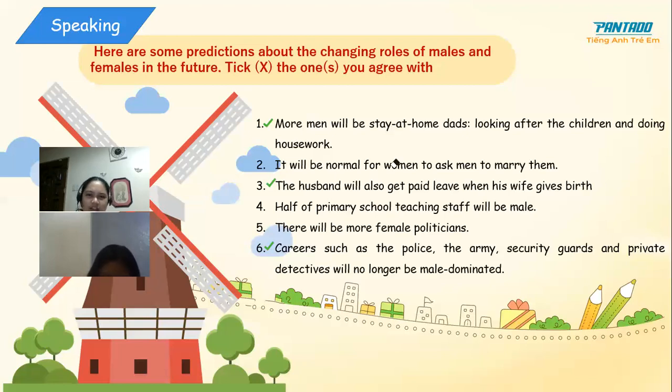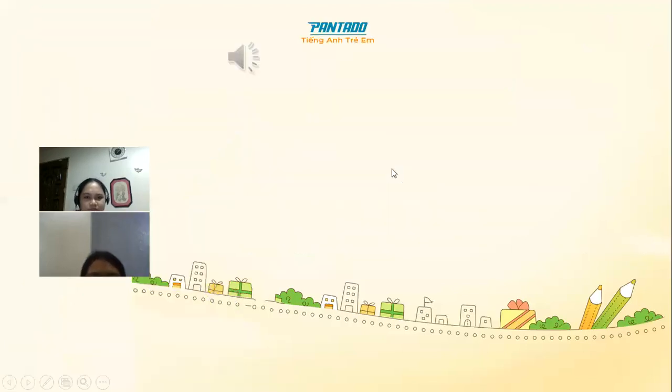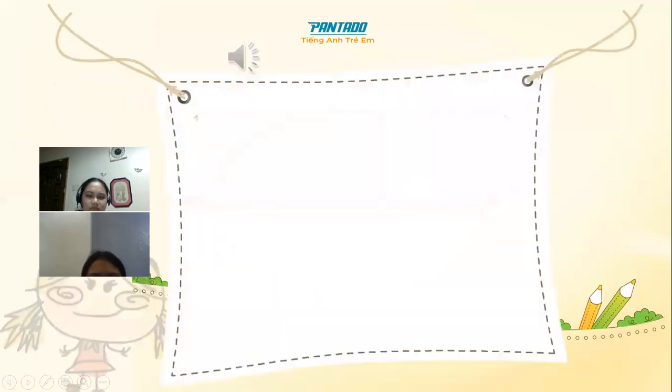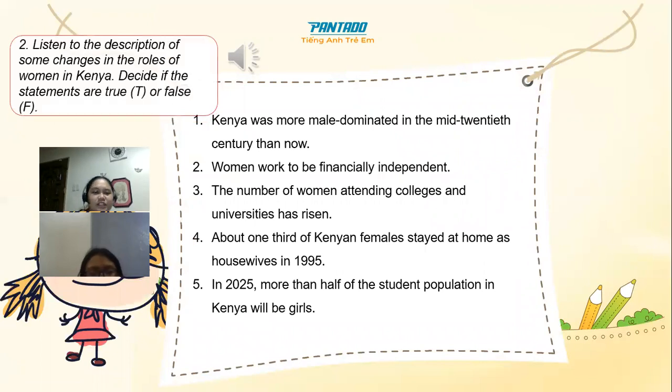All right. Now let's move to the next one. Listen to the description of some changes in the roles of women in Kenya. Decide if the statements are true or false. So we have numbers 1 to 5 here, and we also have audio. You have to listen to the audio, and after that, you have to read each sentence and tell me if it's true or false. Did you understand?